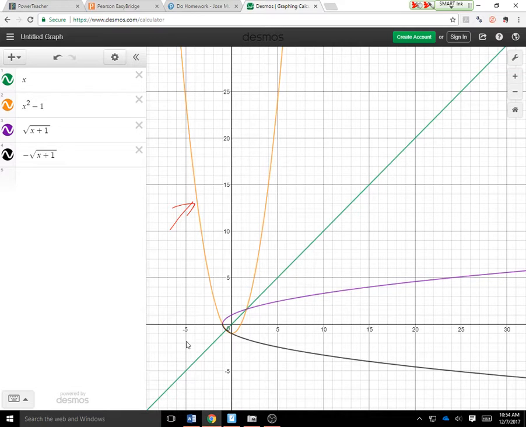This is a function, yes? Its inverse. Is its inverse a function? Why not? Yeah, because if I did the vertical line test, I'd cross here and here. So is the inverse of this function a function? No. And that's the point we're trying to make. Sometimes the inverse of a function is not necessarily a function itself.